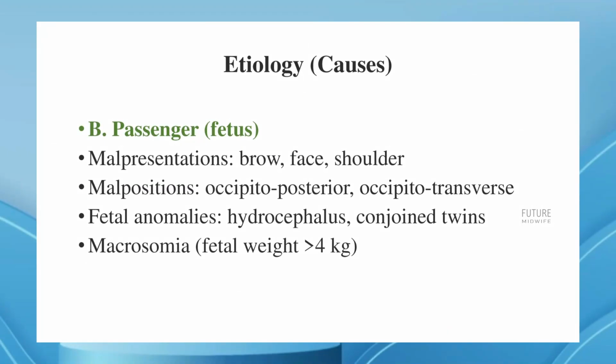Next, we will see the causes under passenger, which include malpresentation such as brow, face and shoulder. Next will be malpositions such as occipito-posterior and occipito-transverse. Next will be fetal anomalies such as hydrocephalus and conjoined twins. And the last one will be macrosomia, that means fetal weight more than 4 kg.